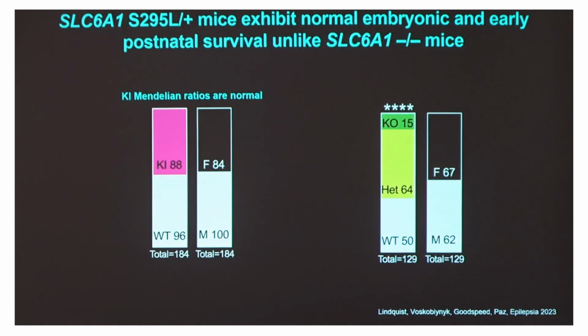However, the sex ratio was also maintained. So here we say that the knockout Mendelian ratios are skewed and the knock-in Mendelian ratios are normal, making the S295L model quite an efficient one to study these types of questions that we were trying to answer.